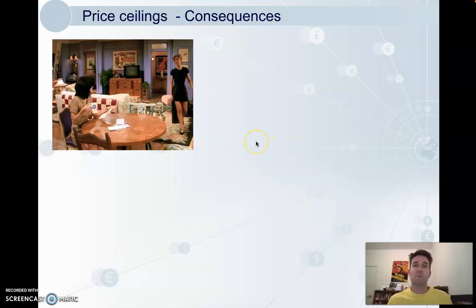But what do we get from this? So I've used a picture from Friends here because rent controls were the only way that these two people could have afforded such a huge apartment right next to Central Park where they live. Now, what we do know is that producers receive a lower price with a price ceiling than under a free market. This can lead to some problems.